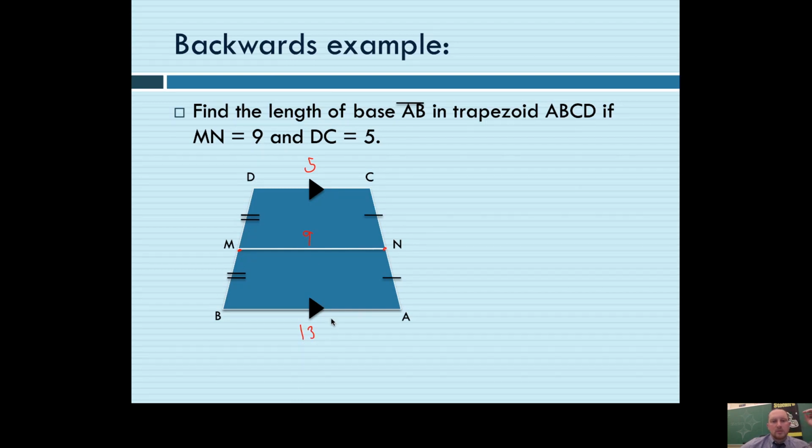It's going to be 13. We're 4 units away here. You need to be 4 units away here. 9 needs to be in the middle. You can always check your work. 5 plus 13 divided by 2. 5 plus 13 is 18. When you divide by 2, you get 9. Best way, though, is maybe just subtract here and get 4, and then add 4 to 9.